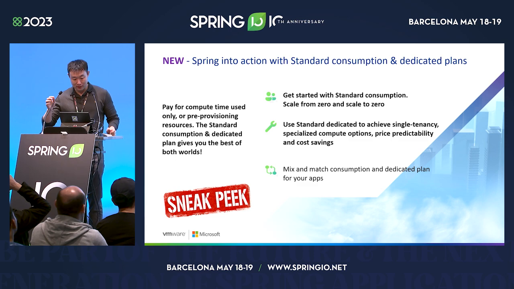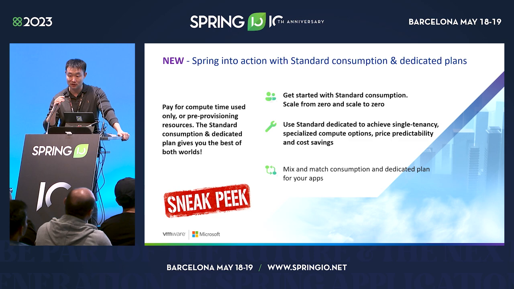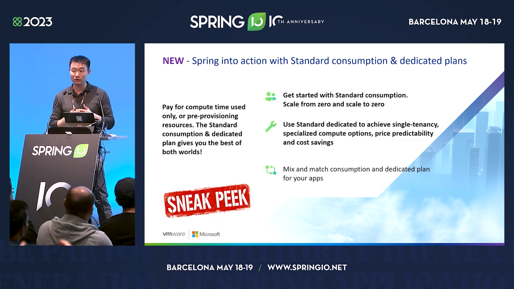So with that, today we are very excited to announce the Azure Spring Apps standard consumption and dedicated plan. With the consumption plan, you scale from zero and scale back to zero. This is a purely pay-as-you-go plan. You only pay for what you use, as opposed to other plans, where you pay for the resources that are pre-provisioned. The standard consumption plan had a soft launch last month, so it's already publicly available. You will find it in our official documentation.